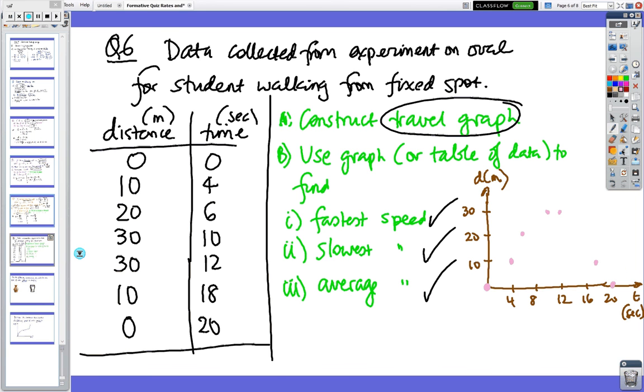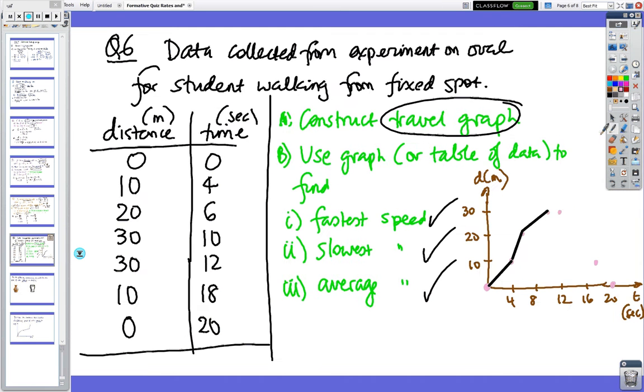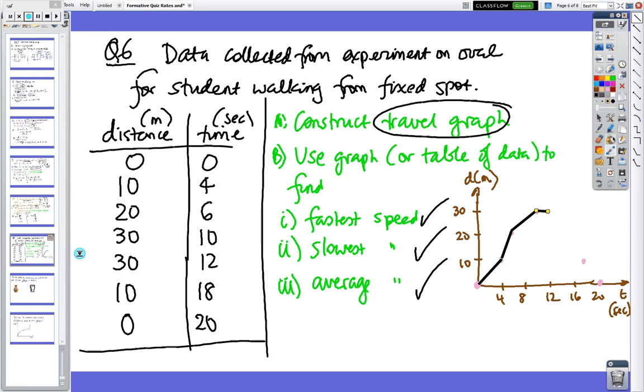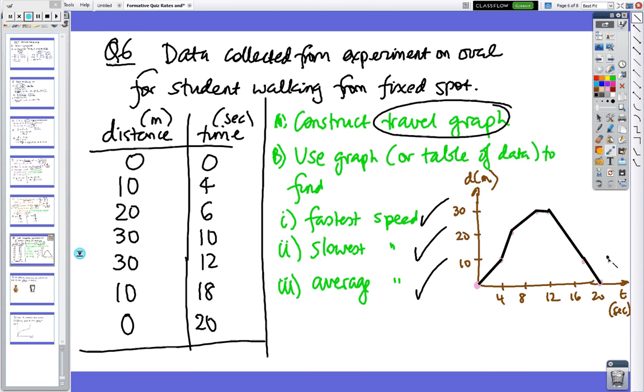Okay, so we've got that, and then that, and then that, and then that, and then down, and down. Okay, so that's your travel graph.